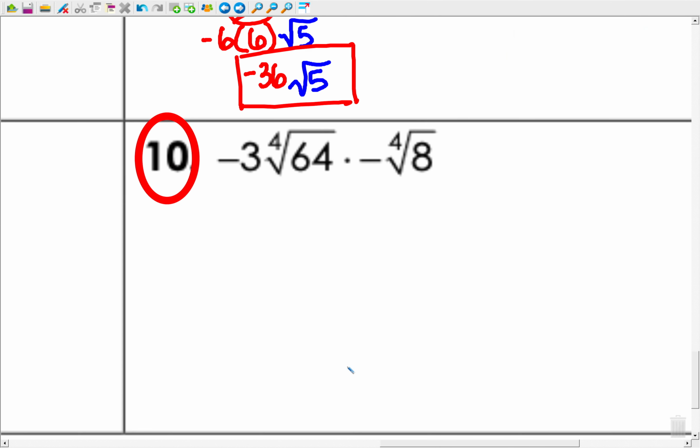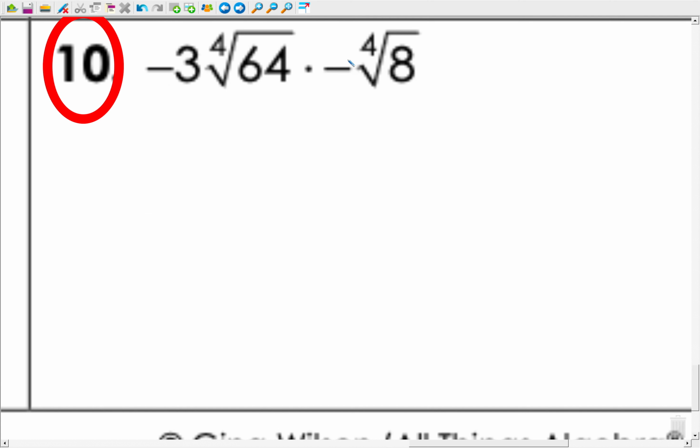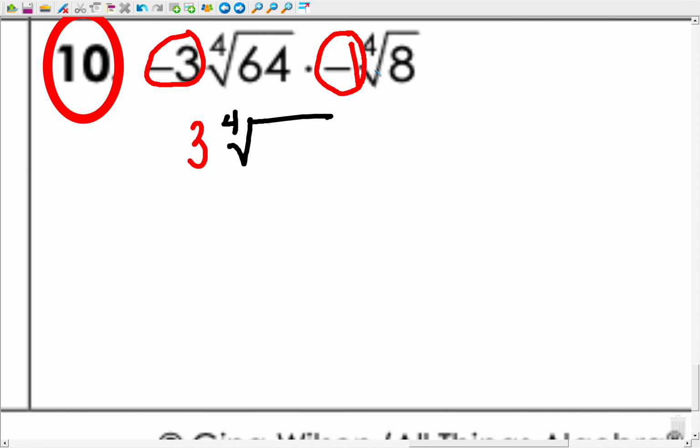Okay, we skipped number 9. Let's look at number 10. We got some fourth roots here. Now, you've got an invisible coefficient here. So remember, the coefficient for this one right here is going to be a 1. And when I multiply my coefficients, I'm multiplying negative 3 times negative 1, which is positive 3. And then I've got the fourth root of 64 times 8. 64 times 8 is 512.